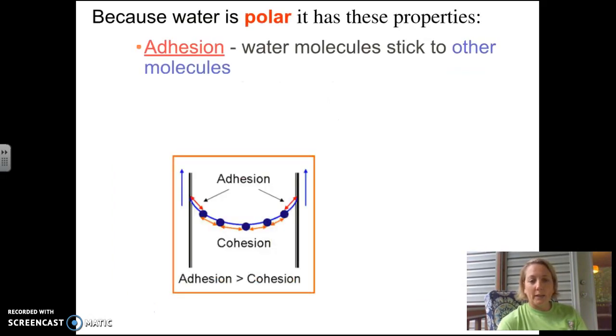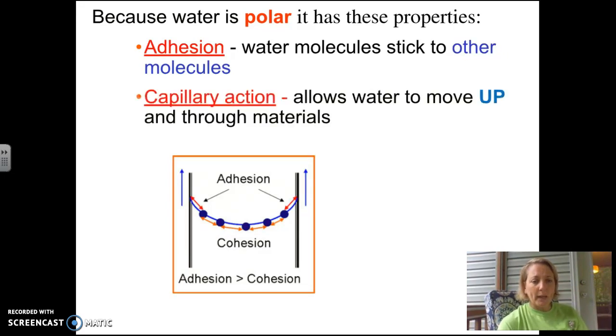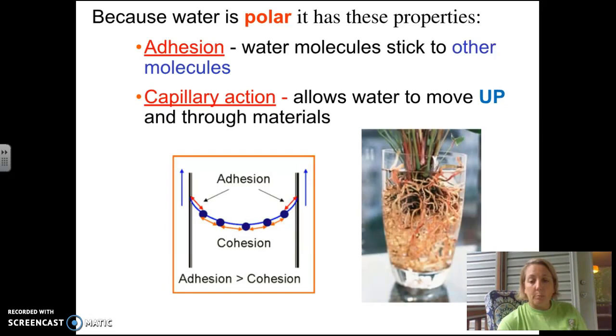Because water is polar, it has these properties as well. One is adhesion. Water molecules stick to other molecules. For example, water can stick to the surface of a penny. Water can stick to the windshield of a car, those sorts of things. And capillary action, which means water can move up through materials opposite of gravity. If you think about a plant, that's what the roots do. They pull water up through the plant against the force of gravity.